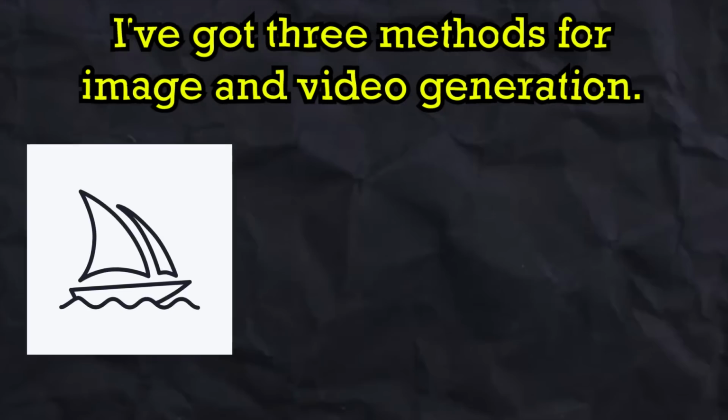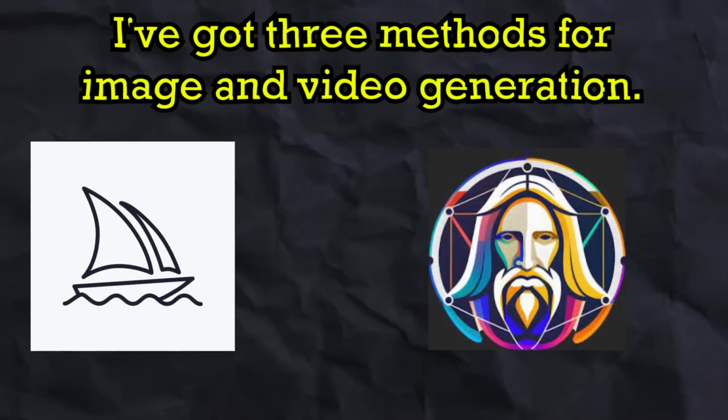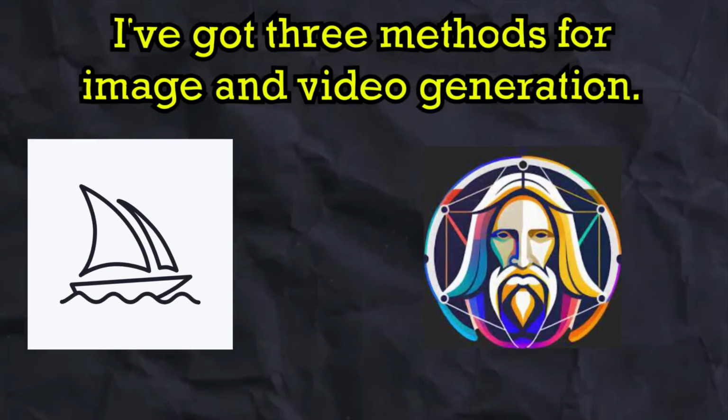Now that we have a story, the next step is crucial, so pay close attention to the video, all right? So now we need to generate images for each scene of the story to create the video. I've got 3 methods for image and video generation. The first one is to generate images with Midjourney and Leonardo AI. Midjourney is highly recommended because it provides ultra high quality images.